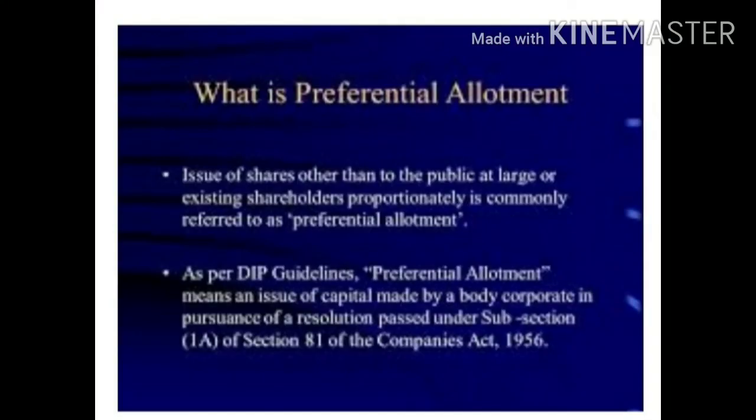Now next, preferential allotment. What is preferential issue? Preferential allotment means a company offers equity shares or securities convertible into equity shares to a select group of persons on a preferential basis.